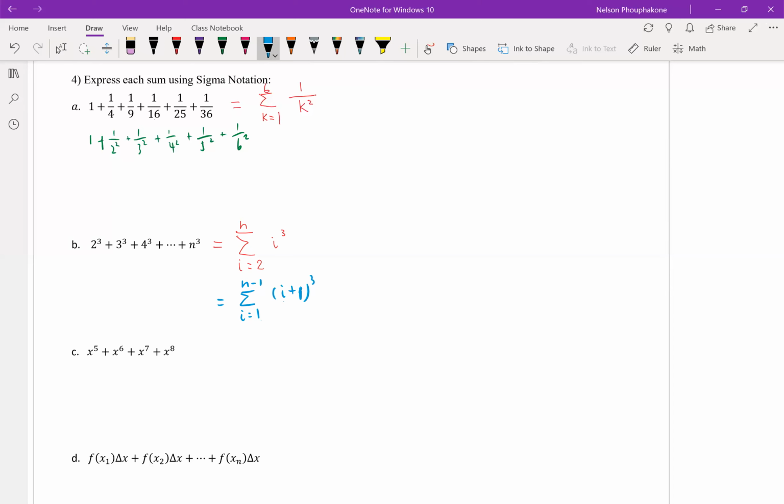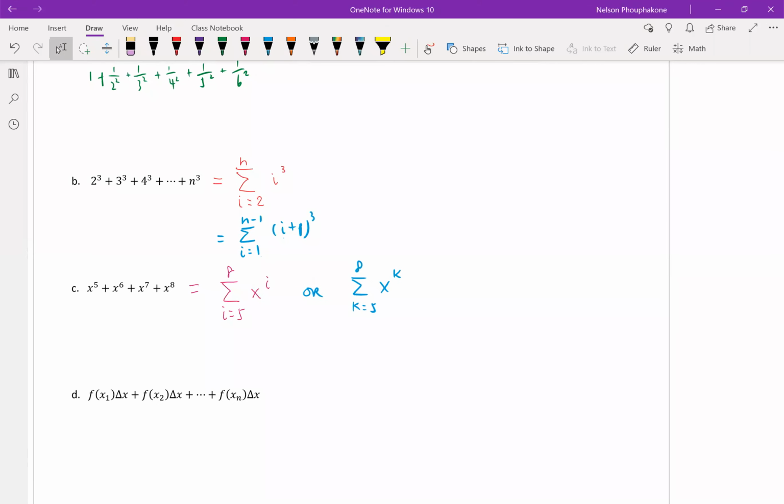Okay, then how about this one? Easy, huh? So I will have i from 5 to 8 of x to the i. And of course, I could write it in this way too: summation k from 5 to 8 of x to the power of k. So I just change the index to k.